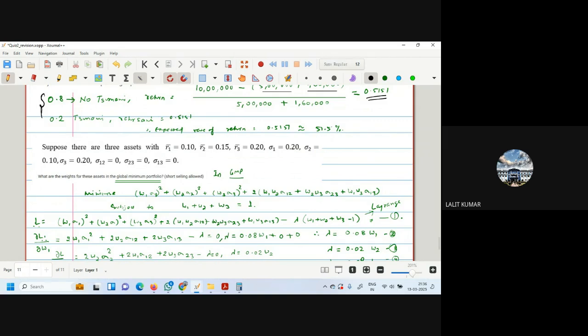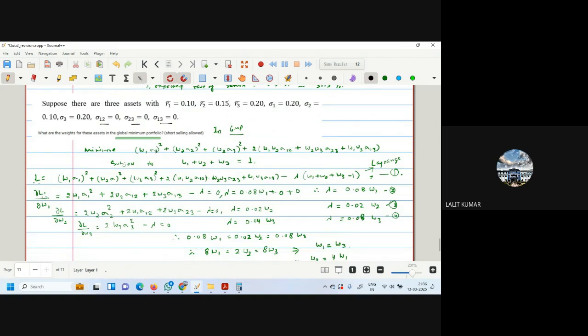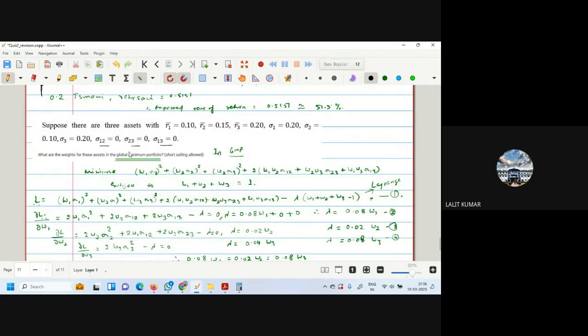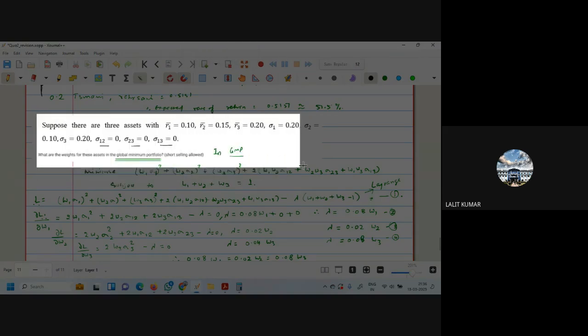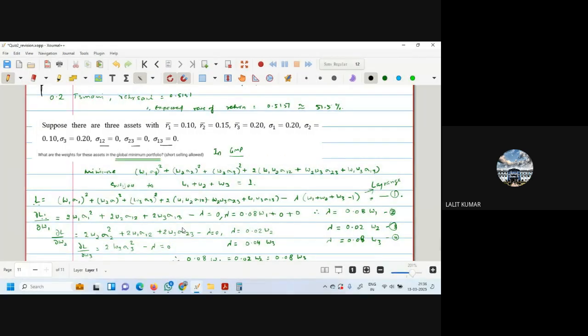Next question is, suppose there are 3 assets R1, R2, R3, with sigma 1, sigma 2, sigma 3. They have given covariance also, and now they have asked what are the weights for these assets in the global minimum portfolio? So this I will solve, and I will cover the concepts also.